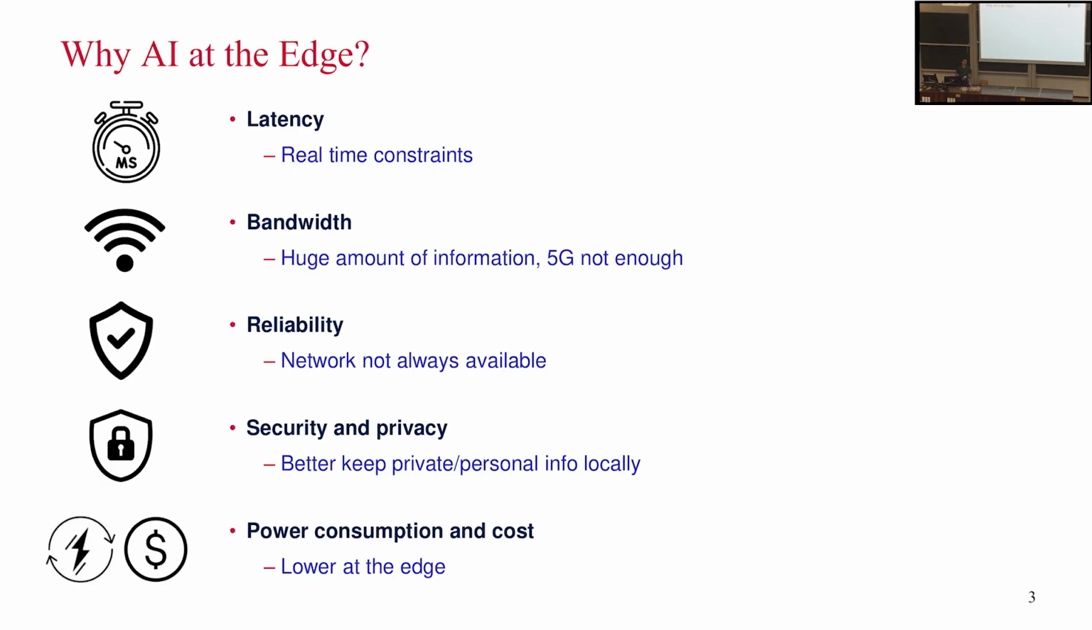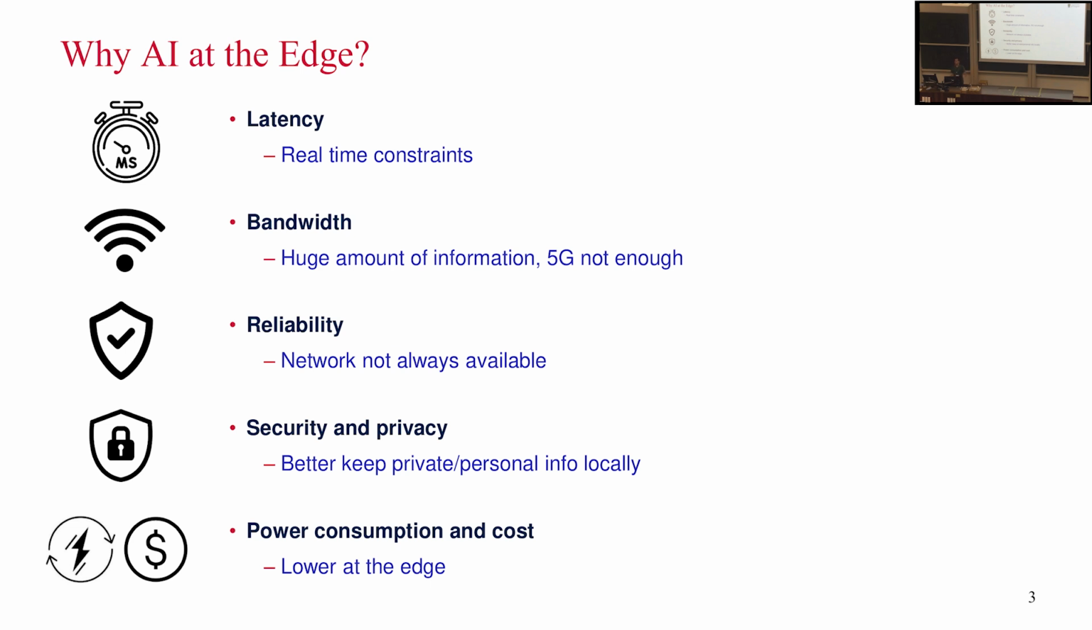The first question I want to put on the table, and maybe you all know about that, is why AI at the edge? There are several reasons that maybe most of you know, but it's worth reminding them. Latency and real-time constraints: some applications cannot go to the cloud. Just imagine a driverless car trying to detect if it's a stop sign or not, sending the computation to the cloud. It's not going to work, right? You can kill someone.